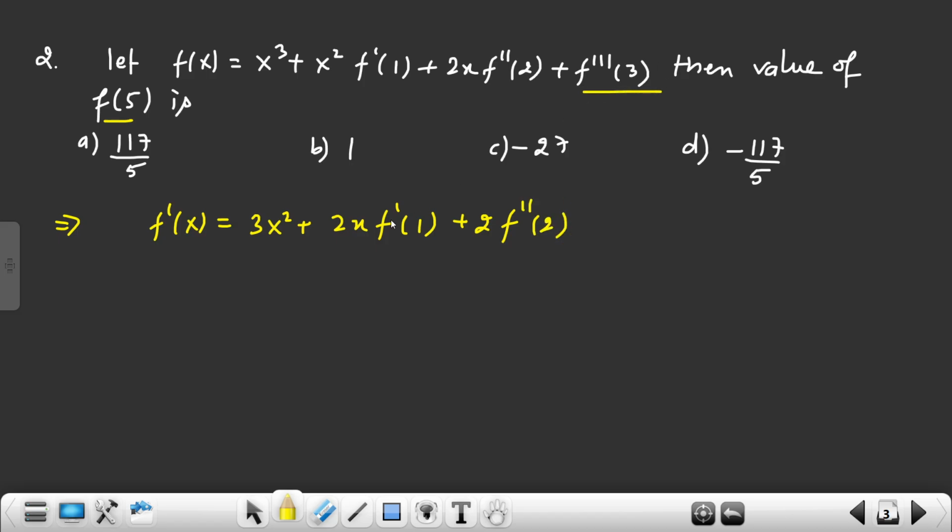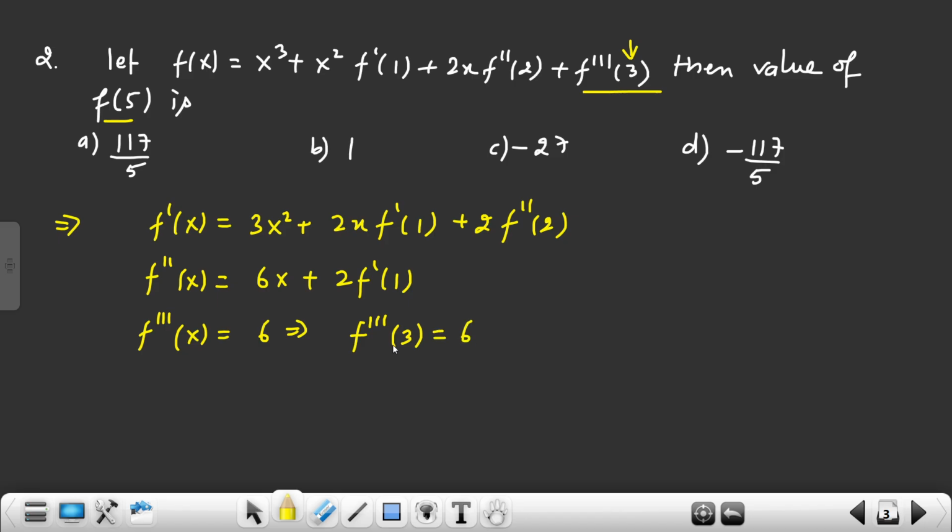This is a constant term, so it will be 0. Now differentiate one more time. f double dash x will be 6x plus 2 f dash 1, and this is constant, so it becomes 0. Now differentiate a third time. f triple dash x is 6. If I put any value of x here, the value is 6. So f triple dash 3 is 6, although it has no use.